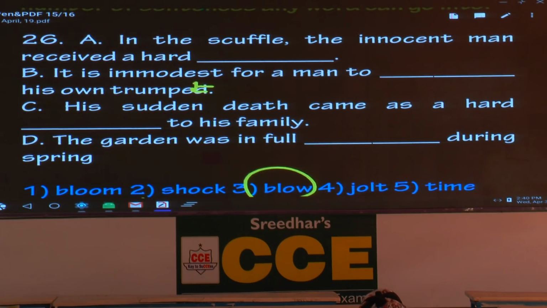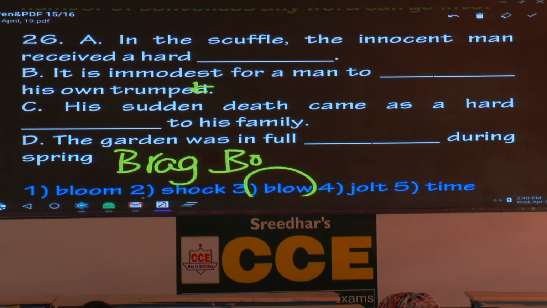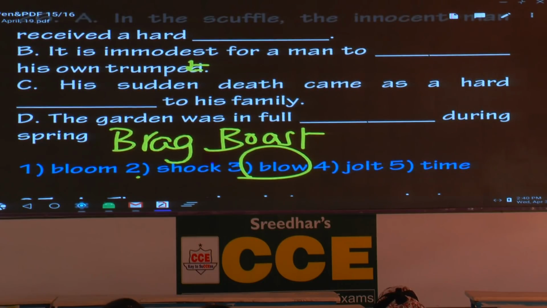Now, this is an idiomatic expression. Blow one's own trumpet means what? To brag or to boast. Write two words. One is brag, bragging. Second, B-O-A-S-T, boast. You could use these words. You could also use the idiomatic expression, blow one's own trumpet. So, the word blow goes with the second sentence. So, please hold that one. It is immodest for a man to blow his own trumpet.